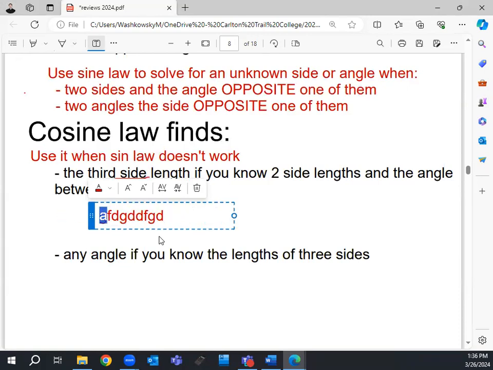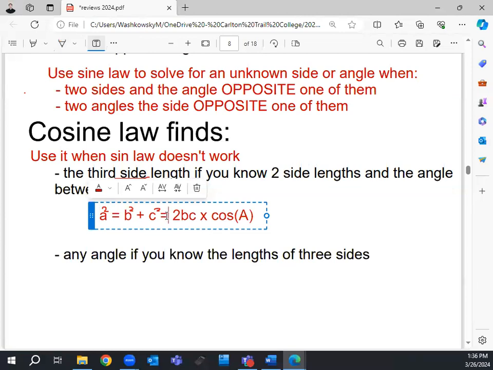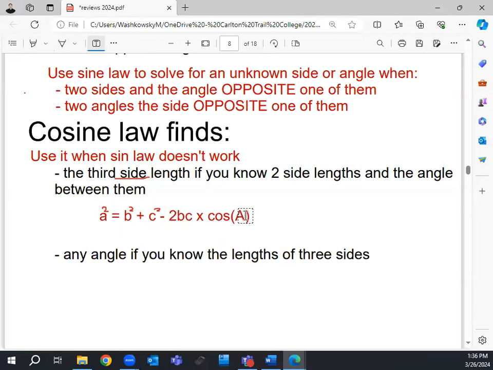So I'm gonna start off with a squared is equal to b squared plus c squared minus 2bc times cos A. There's a lot there, right? But same thing, you fill it in and solve. I know that this works because I have isolated a side, a little letter by itself. I'm trying to find a side length.